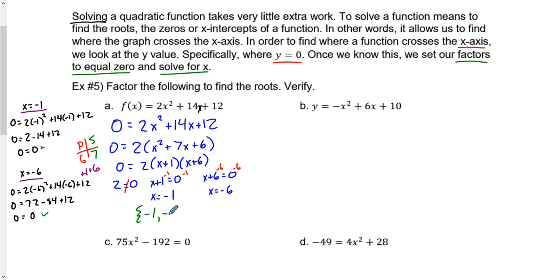-1 and -6 are the answers. They are the roots. They are the solutions. They are the zeros. They are the x-intercepts. If we do the same type of work to this one, set our y equals 0.